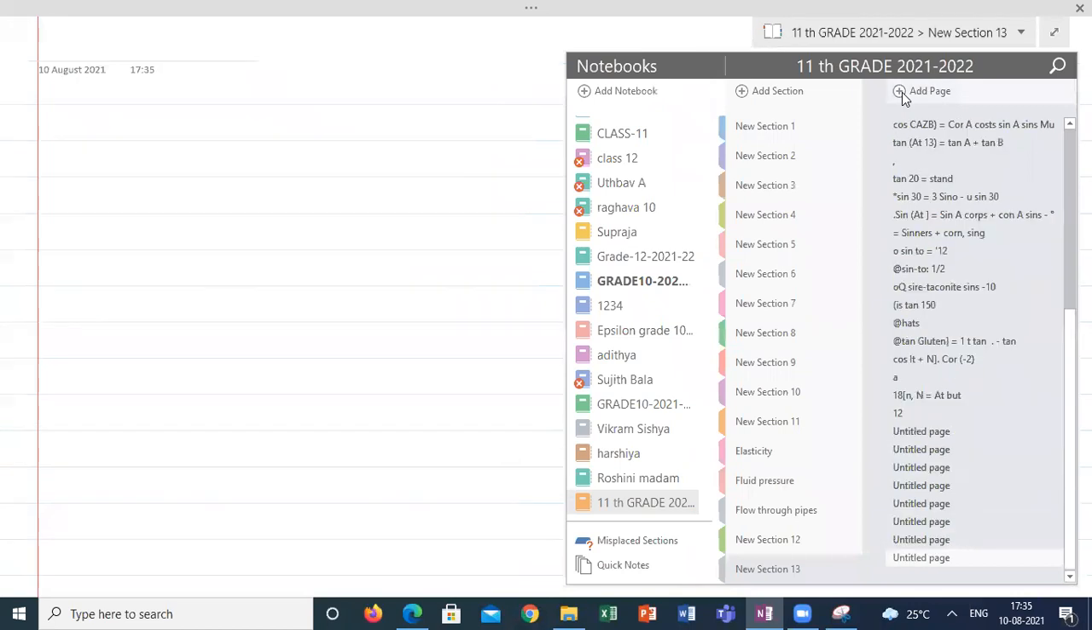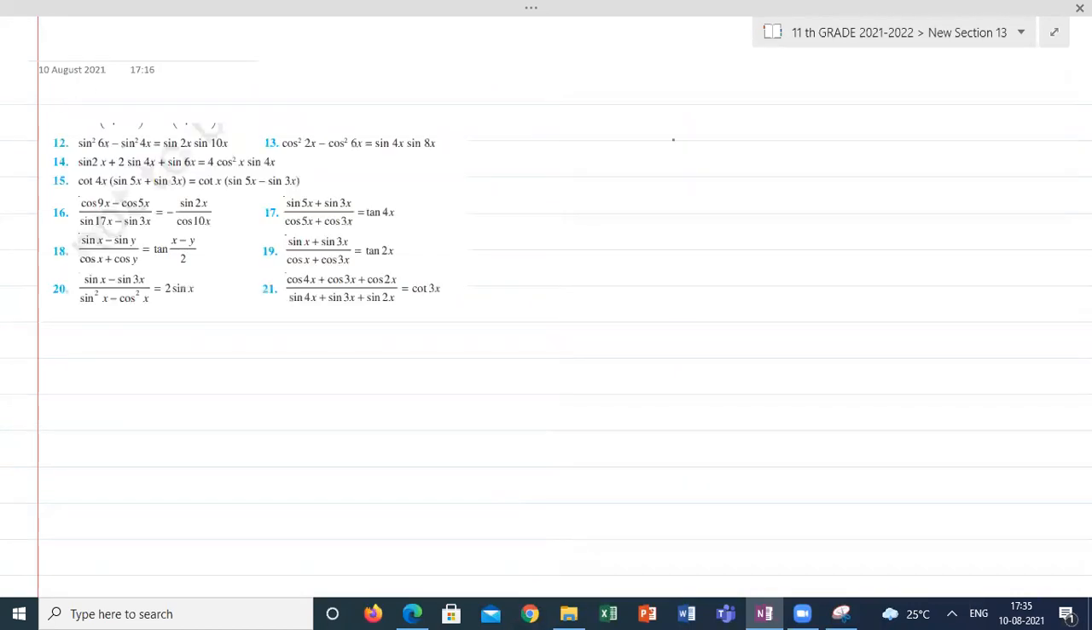The same way, can you try the next one, guys? The same method, but you have to use the cos C plus cos D formula and cos C minus cos D formula. 13th question.